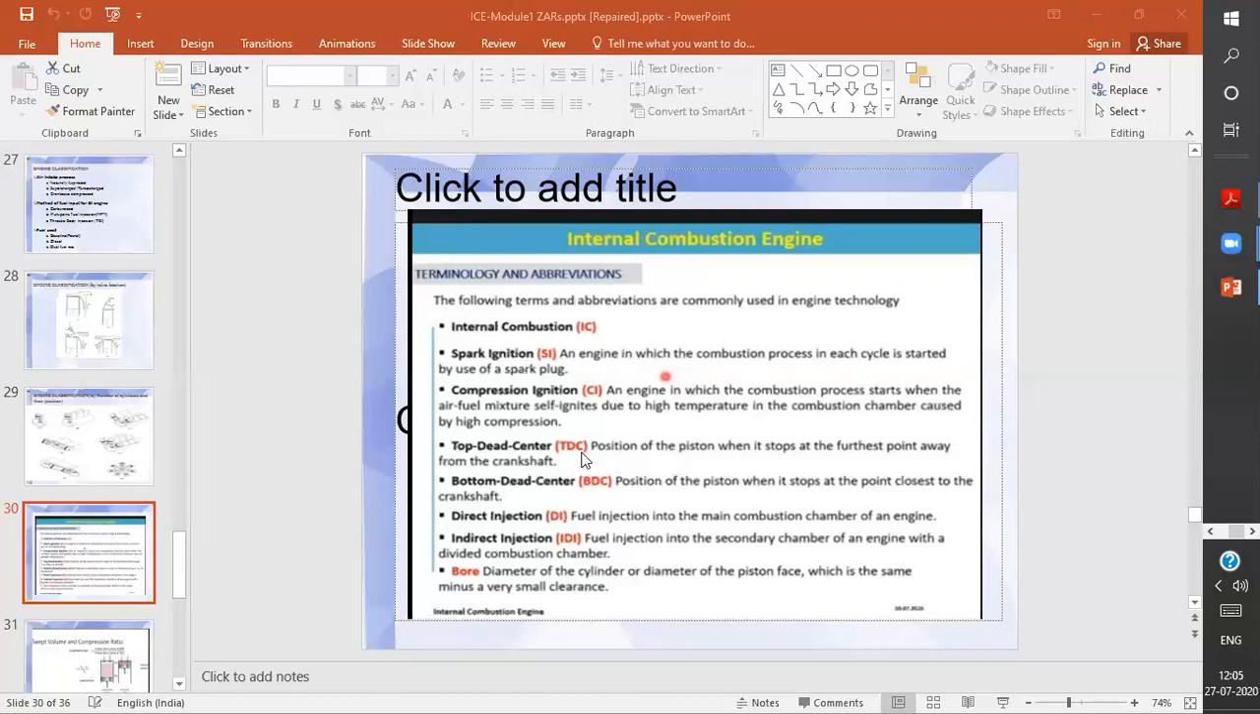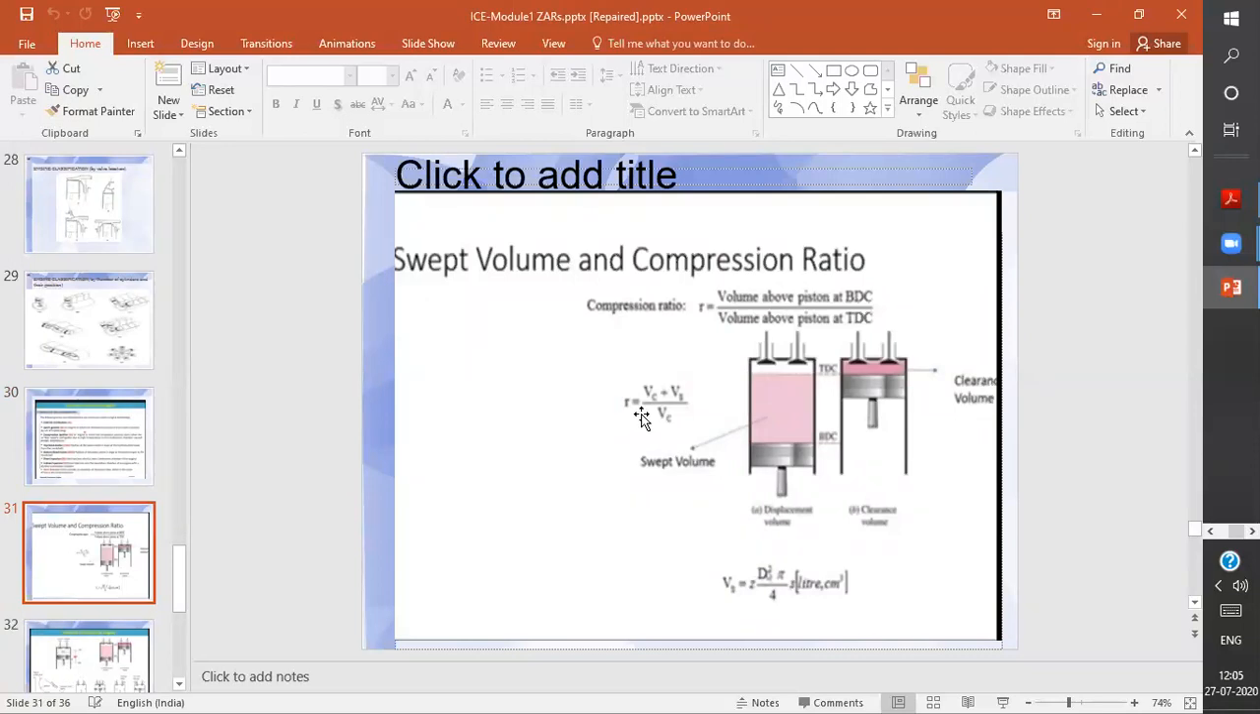See, we have finished with this. What is top dead center? What is a bottom dead center? What is a bore? I've explained you this. All of you can see the screen. Okay. So, compression ratio R. What is the compression ratio? Volume above piston at BDC upon volume above piston at TDC.